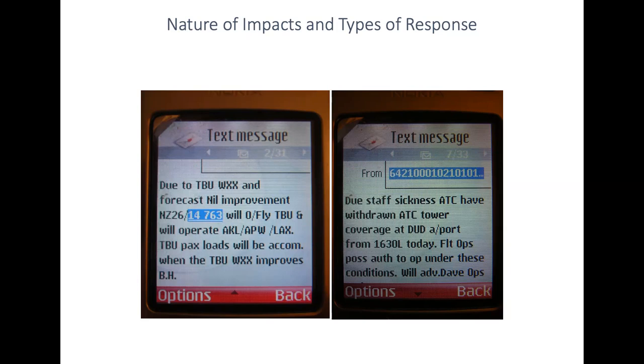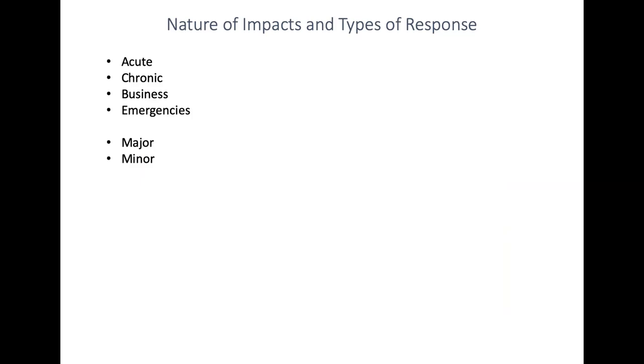But when does it become more than that? When does it become the type of disruption that we really have to have a management framework in place for? So that's the question we'll come back to in a moment. We've talked about acute, chronic, business impacts, emergencies, and we have major and we have minor disruptions.